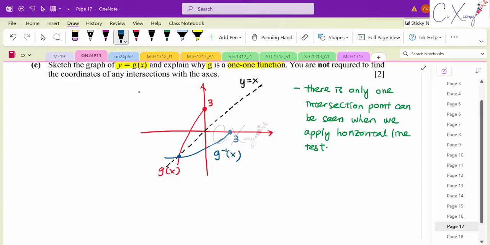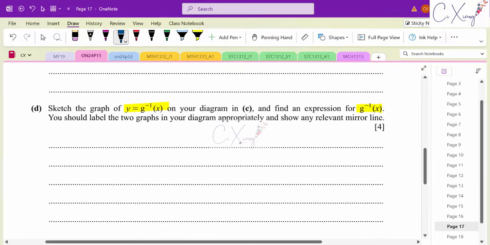Okay, so this is how we complete the graph. Don't forget about the mirror line. This is the mirror line. Don't forget to label your g inverse and also the original function g. Then we're done with the sketching part, and now we want to find the expression for g inverse.